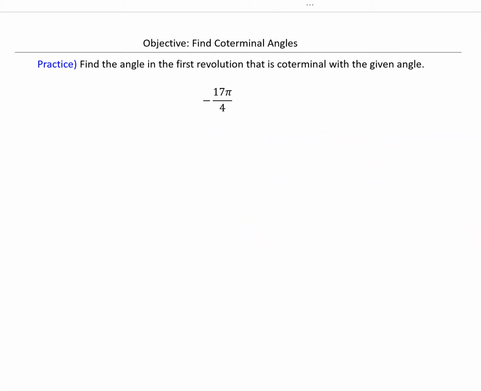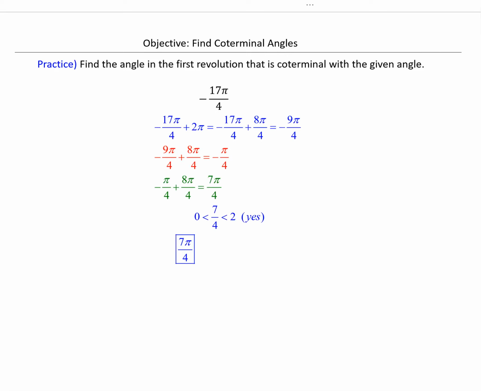All right, let's check our answer here. So here we have negative 17π/4. This one again is done with our common denominator method. So again, 2π has a denominator of 1, and 4 and 1 have a lowest common denominator of 4. So we'll multiply this by 4 over 4, and that gives us this 8π/4. We have to remember that 17 is negative, so negative 17 and 8 is negative 9. Then you have to realize, okay, you're still negative, so you have to add another 2π to it, which is your 8π/4, and that gives you negative π/4.